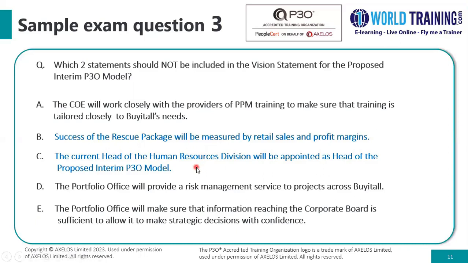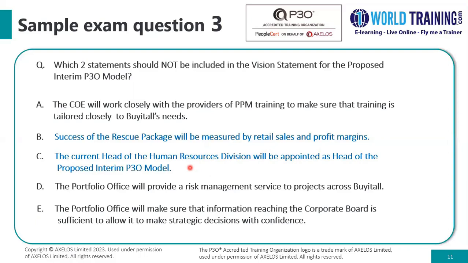And the reason why option C is correct is because the vision statement should not contain this particular level of detail about staffing, as it would have no relevance as a means of engaging stakeholders, and therefore should not be included in the P3O vision statement.